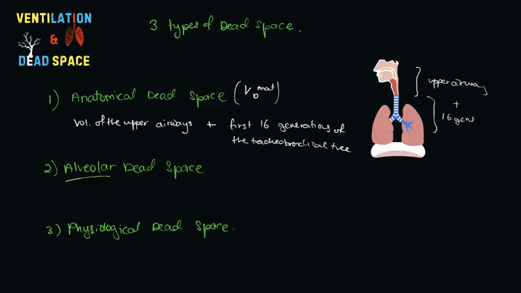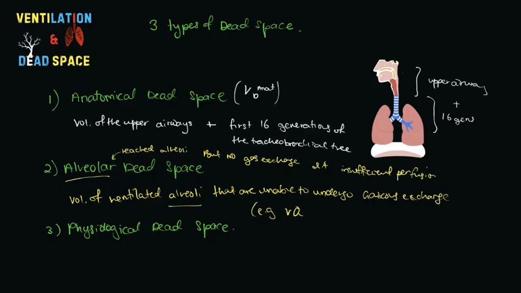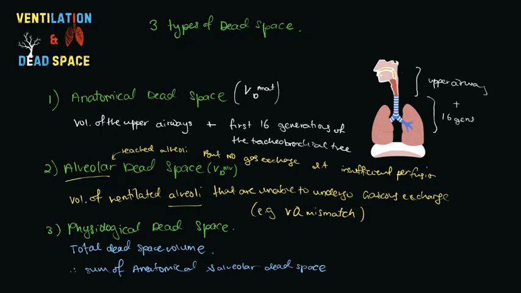Number two, alveolar dead space. Alveoli being the keyword here, it is the volume of ventilated alveoli that are unable to undergo gaseous exchange. So air reaches the alveoli, but no gas exchange occurs because it is insufficiently perfused. Examples are VQ mismatch. Lastly, physiological dead space is basically the total dead space, meaning that it is the sum of the anatomical and alveolar dead space, written mathematically as such. Physiological dead space is equal to anatomical dead space plus alveolar dead space.